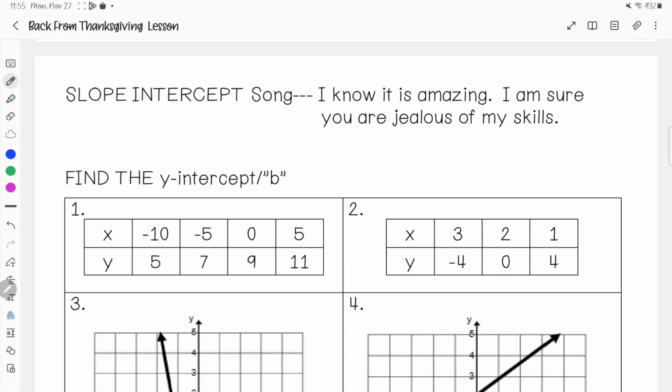Slope-intercept form requires slope and y-intercept. Y equals mx plus b. Replace the m and b.